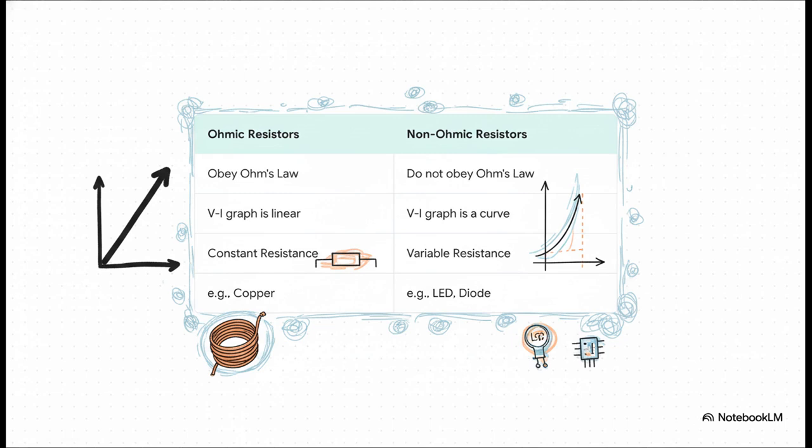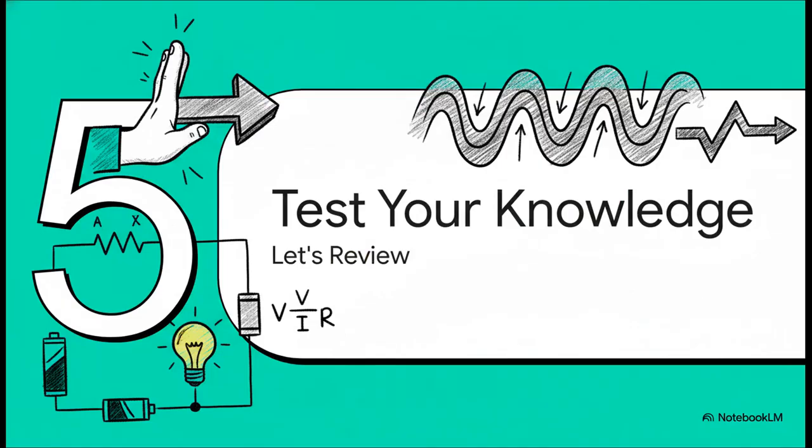So let's just break that down one more time. Ohmic components, they follow the rules, give you a straight line graph, and have a constant resistance. Think simple metals like copper. Non-ohmic, they break the rules, their graph is a curve, and their resistance is all over the place. This is where you find most modern electronics, like diodes and LEDs. Phew, okay, that was a lot. We've covered the flow, the push, the opposition, and the big law that ties it all together.